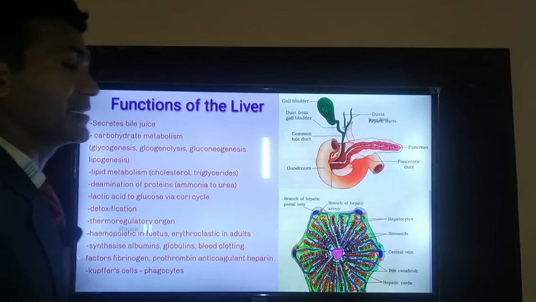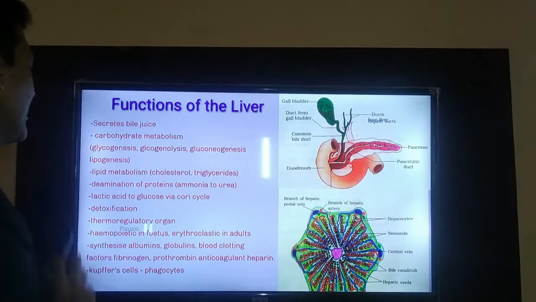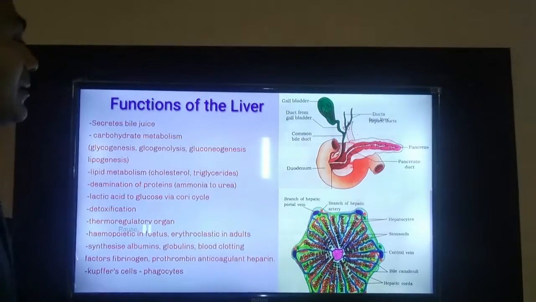So lipogenesis is what? Lipids formation. Then lipid metabolism. So cholesterol and triglycerides are also formed in the liver.